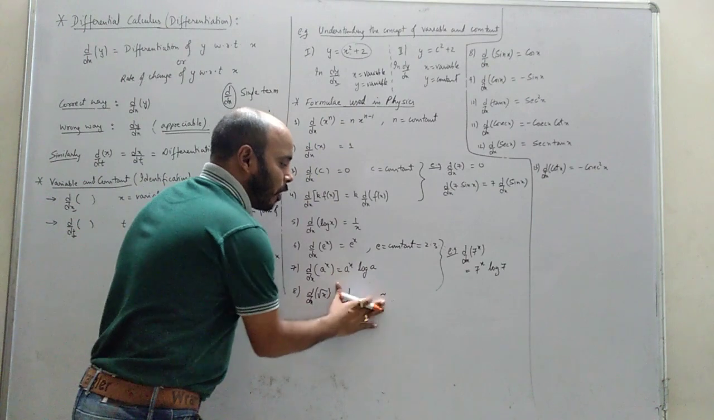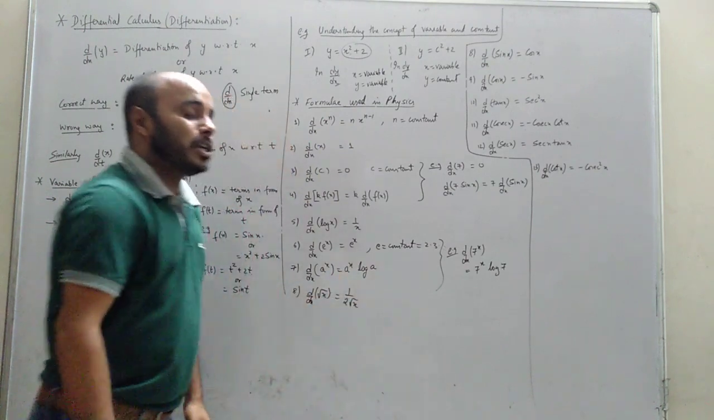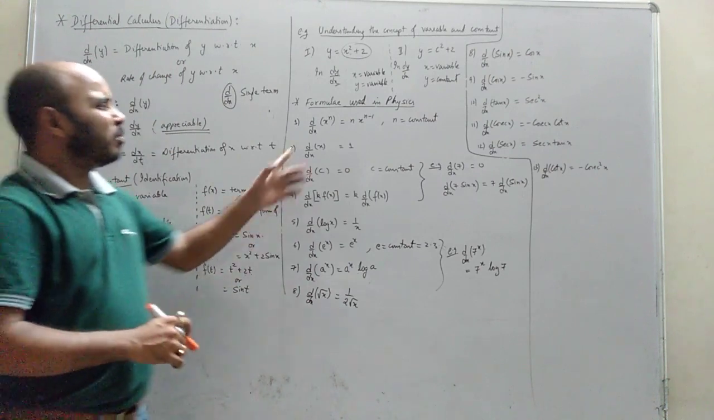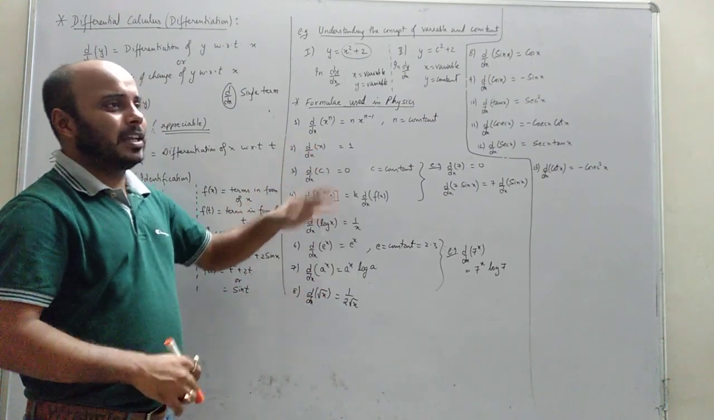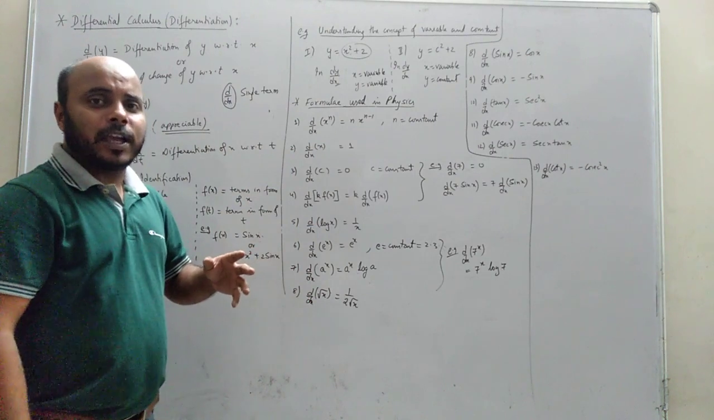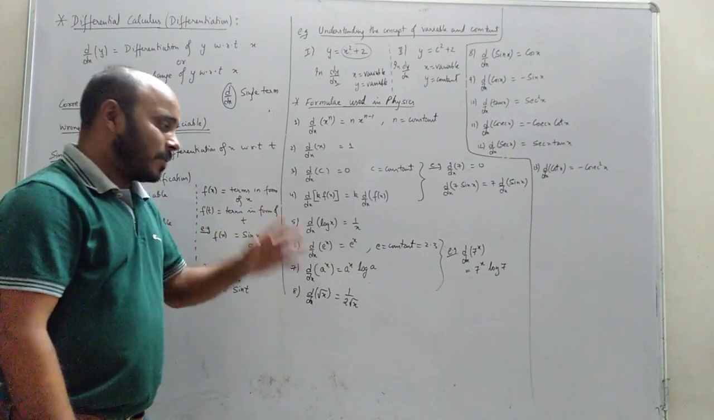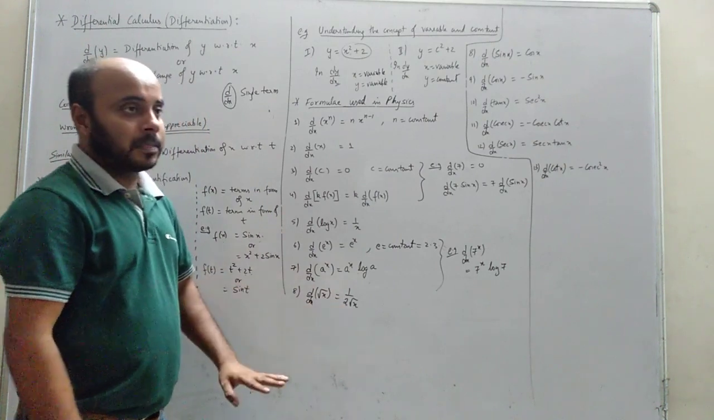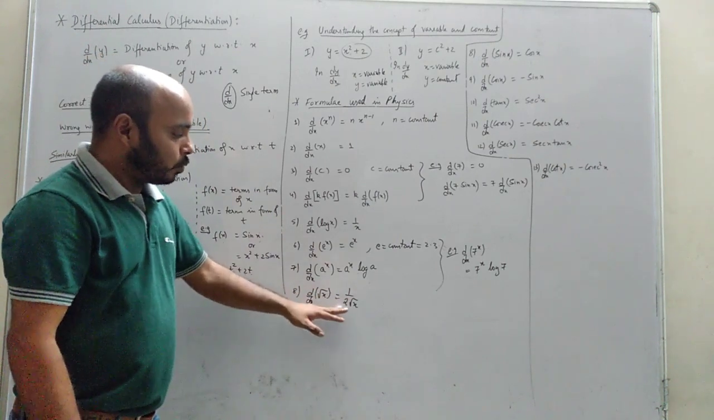But when you go for typical questions related to differentiation, I name it as chain rule. Then you don't have so much time to write root x as x to the power half and then do it. That will create problems later on. So that's why I have given this formula: d/dx of root x equals 1 by 2 root x, that is, 1 over 2 into root x.